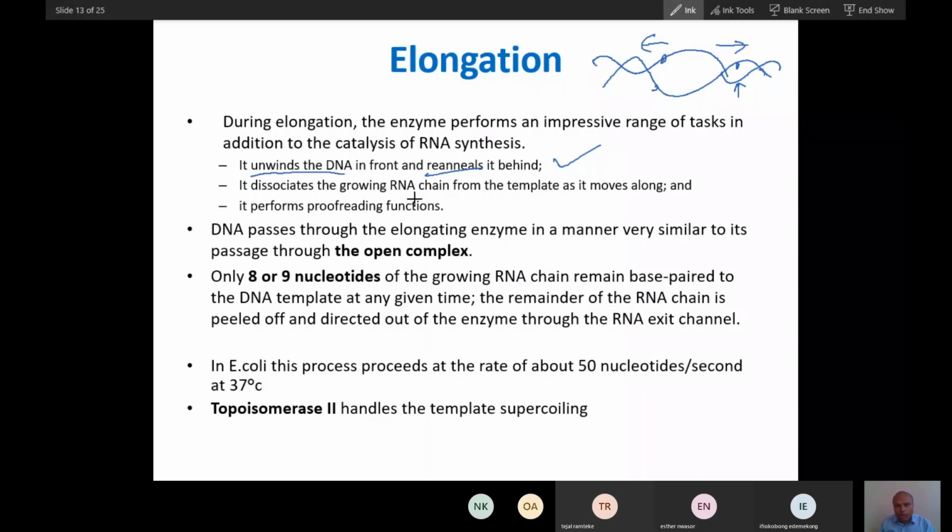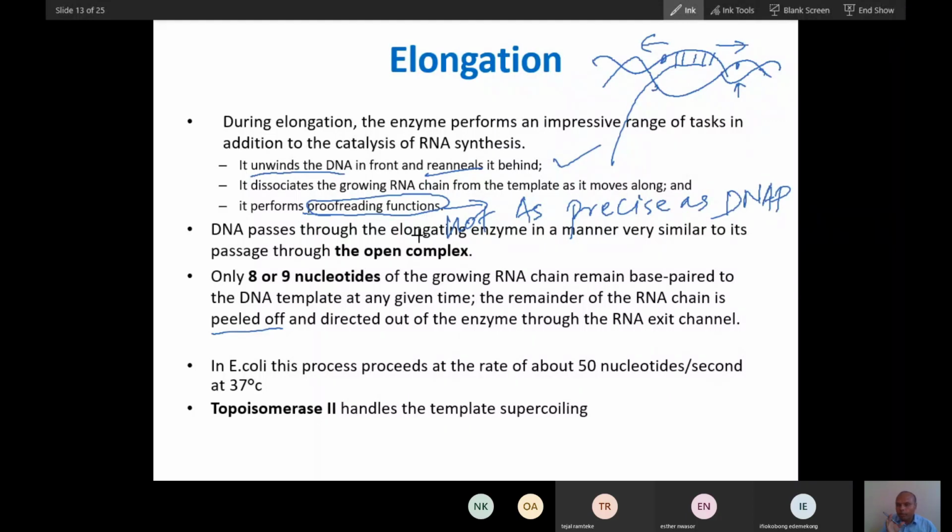So it dissociates the growing RNA also. As I told you, RNA polymerase peels off the RNA, and there will always be only 8 to 10 nucleotides in hydrogen bonding. So it performs a proofreading function also. The proofreading function is not as precise as DNA polymerase, because DNA polymerase has to copy the DNA very exactly. That is why the proofreading function of DNA polymerase is very exact.